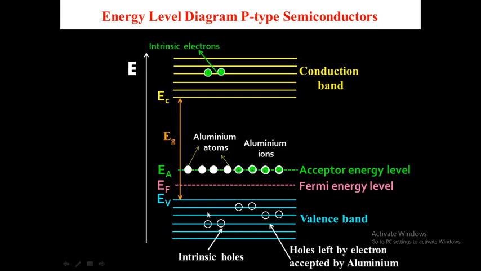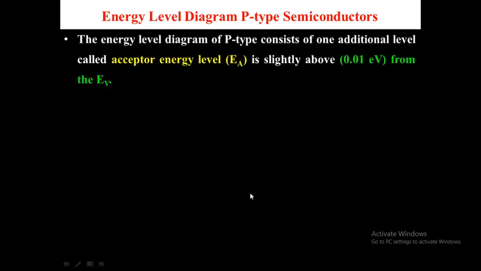So this is the energy level diagram of p-type semiconductors, and whatever we have discussed in the energy level diagram, I have quoted on the slide also. And I want to make one more point, that the difference between the acceptor energy level and the Fermi energy level is 0.01 eV, electron volt. So this is the description of the energy level diagram of p-type semiconductors.